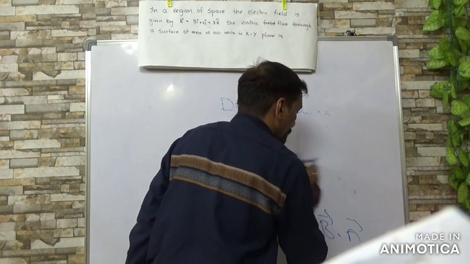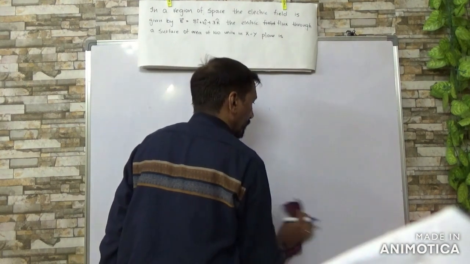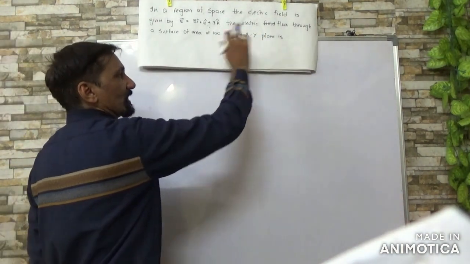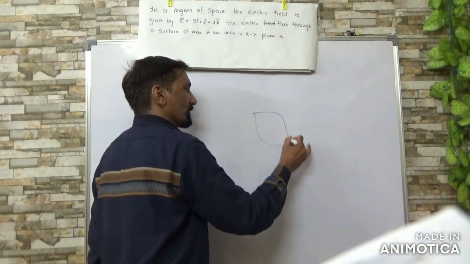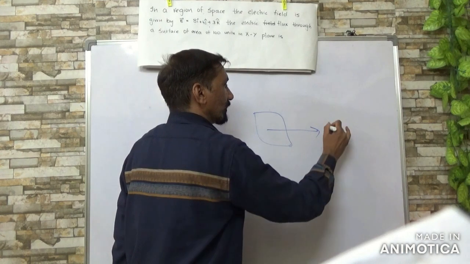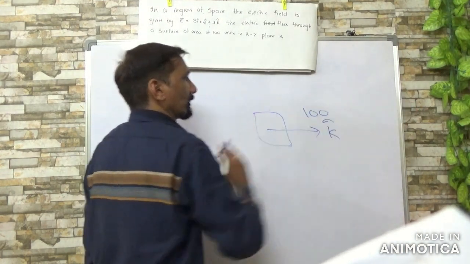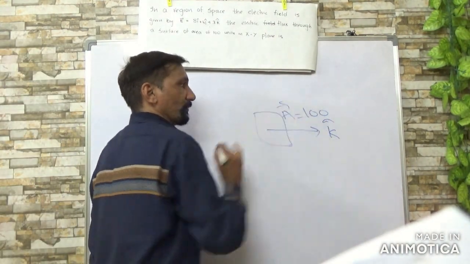So in this problem, you are given the strength of the electric field vector. The area is 100 units given in the XY plane, so its projection is taken along K. So 10 units in the K direction is the area of cross section.